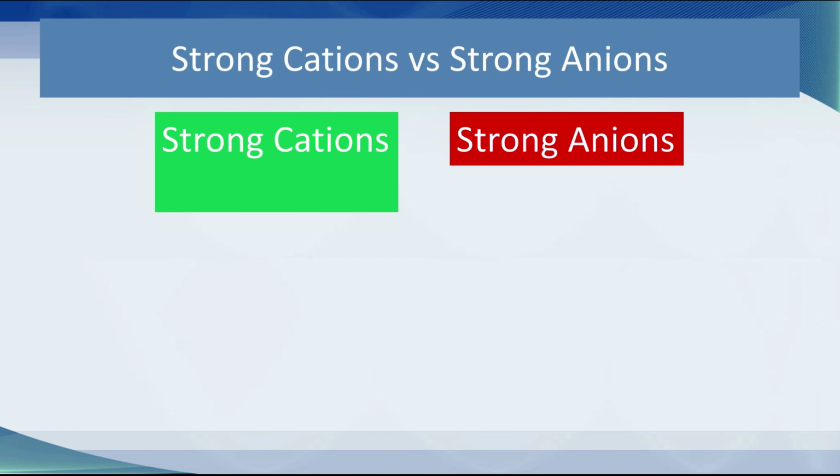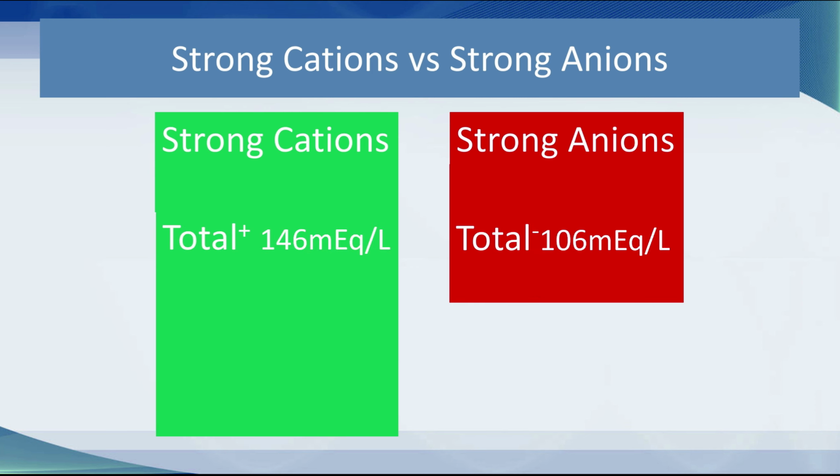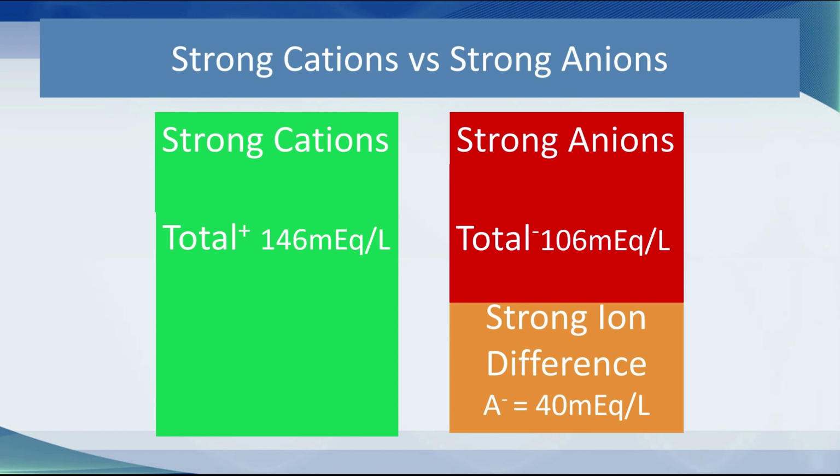In acid-base, we are principally interested in the difference in the charges between the strong cations and the strong anions, and that is about 40 milliequivalents per litre in difference. That difference is known as the strong ion difference. It effectively represents the anion gap plus the bicarbonate, the charge carried by albumin, phosphorus, unmeasured anions, and bicarbonate.